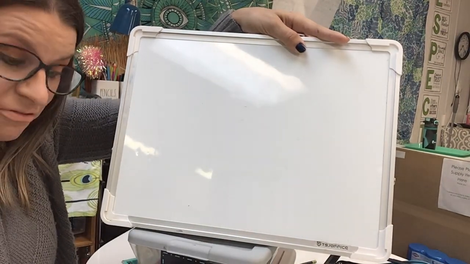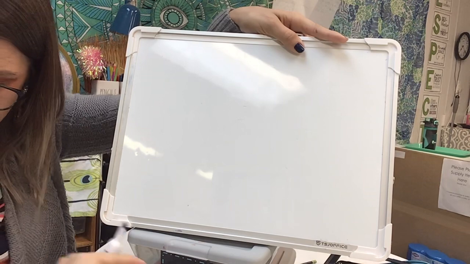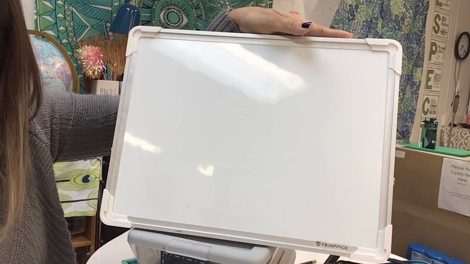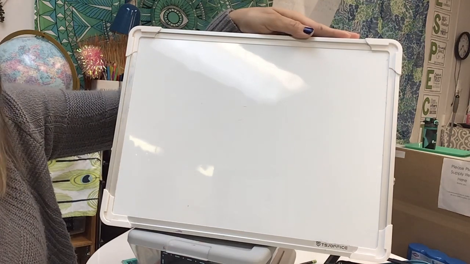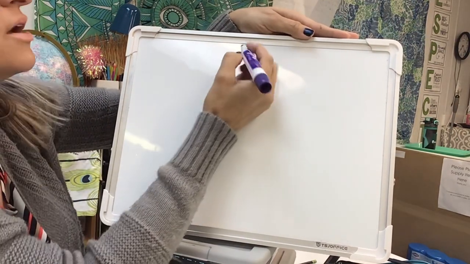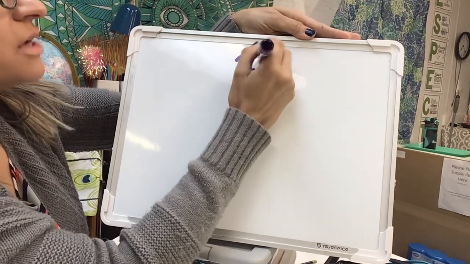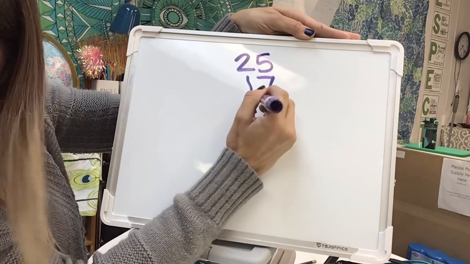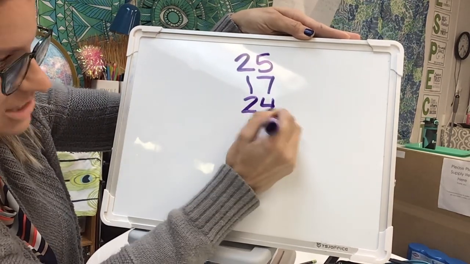So when you have four addends, things get a little bit more difficult because you might even add your ones together and get a number that is bigger than 20. So sometimes that happens and you really have to pay attention. So let's do 25 plus 17 plus 24 plus 15.